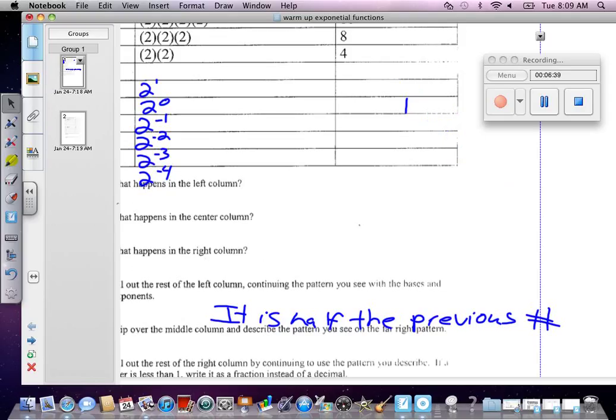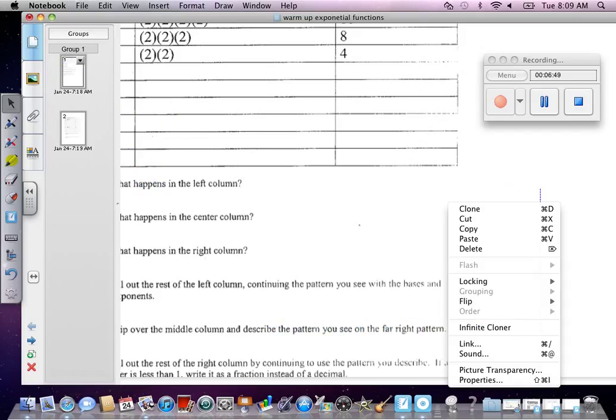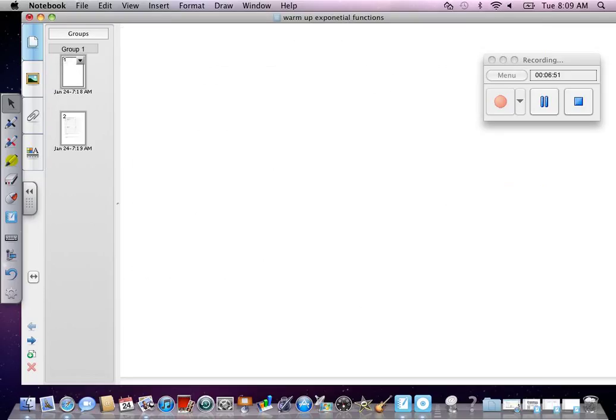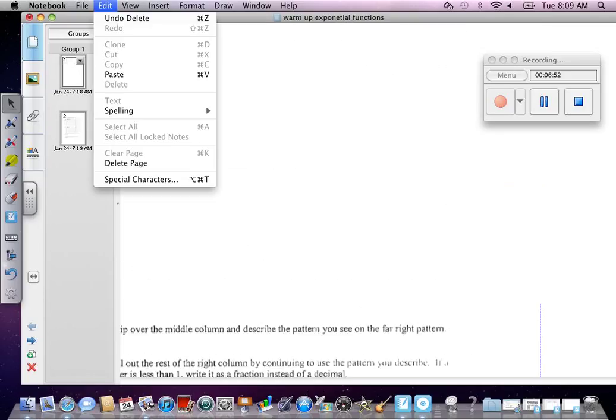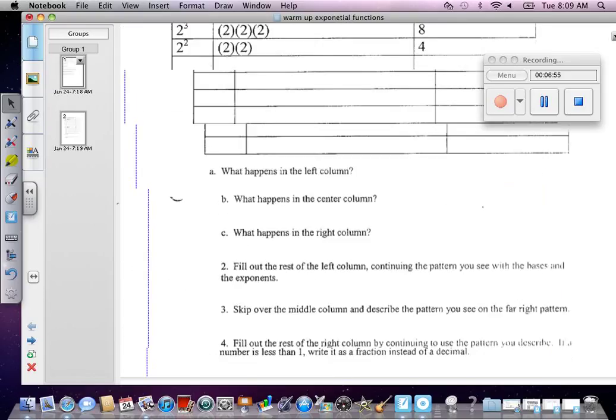Yeah, the eraser's not working right now. I'm not sure why. Okay, so, oops. I'm going to move this.